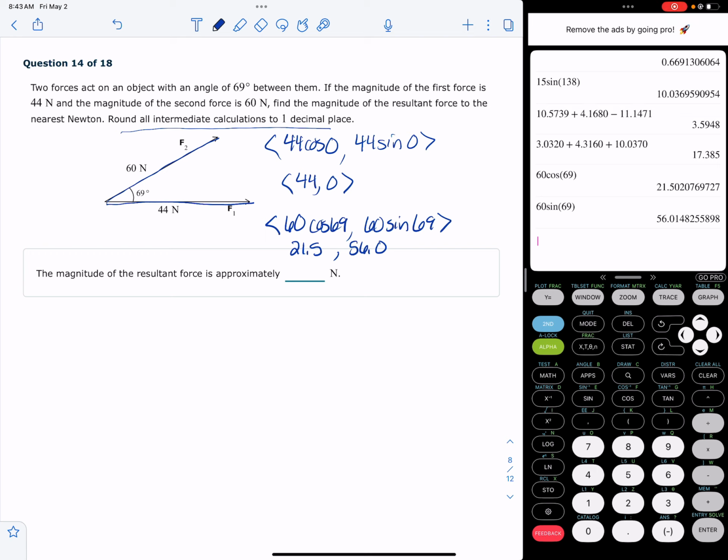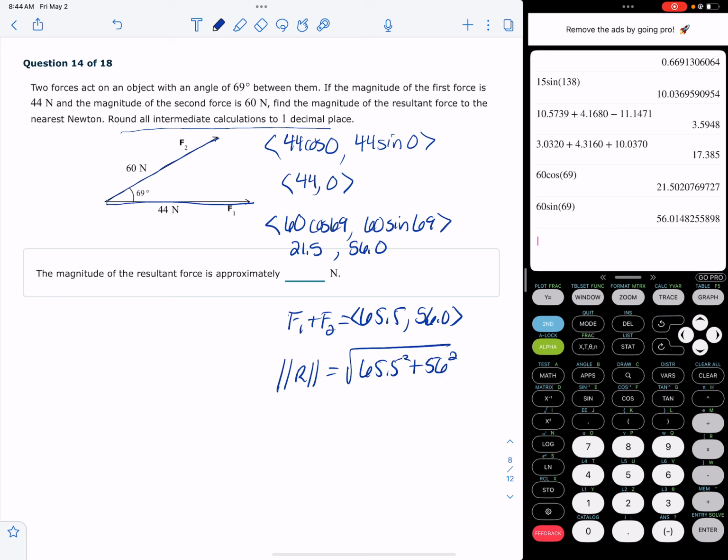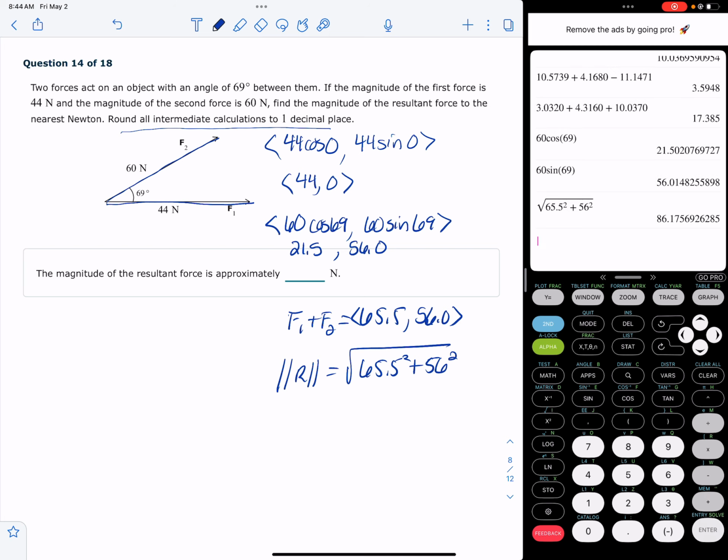All right, now the resultant vector would be force 1 plus force 2. So 65.5 and 56.0. And so then the magnitude would be the square root of 65.5 squared plus 56.0 squared. And so you get 86.17.